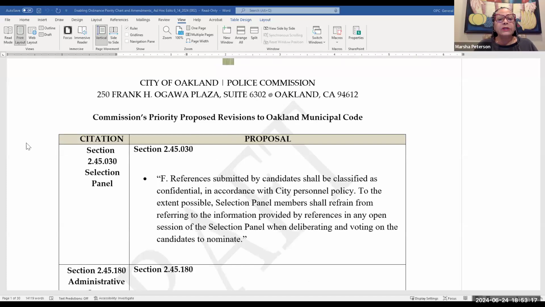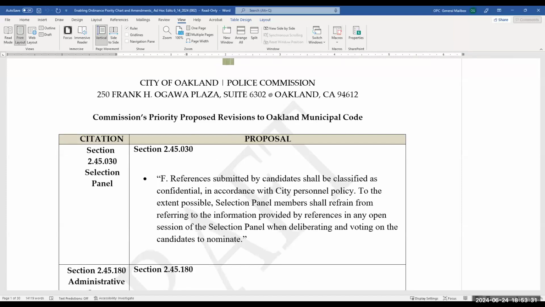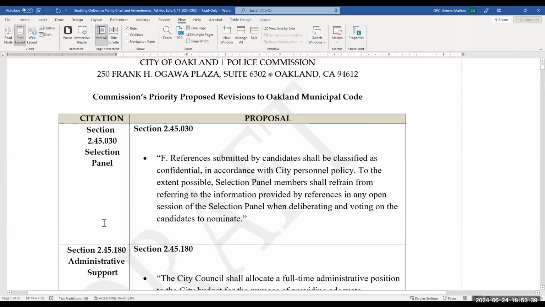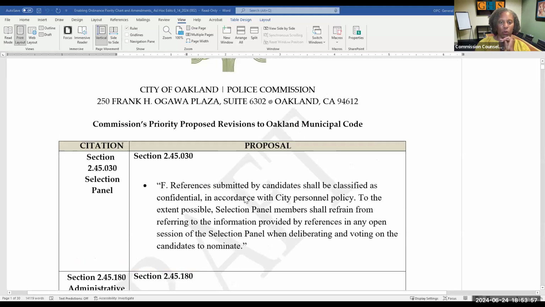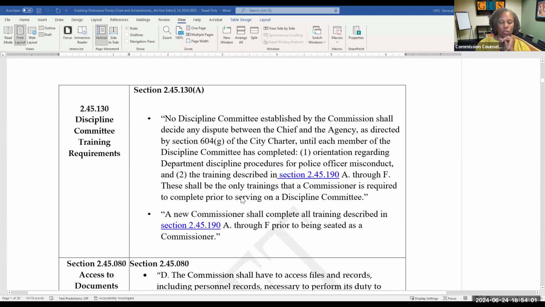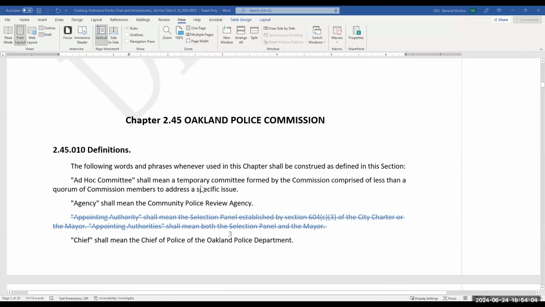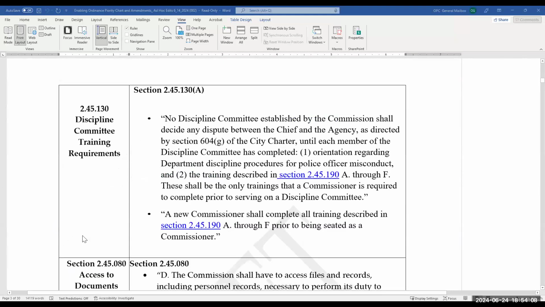Thank you. Section 2.45030, selection panel. And this is, I guess, the F2. Can we start at the top? Where's the top? Isn't this it? These 010 definitions. These are the priority proposed revisions from the commission that the committee said were the committee's priorities. But if we want to start with the actual edits, we can, Micah, you can scroll down past the chart. That's fine if we want to start with the priorities. I just thought we were going to the ordinance. That's fine. No worries.